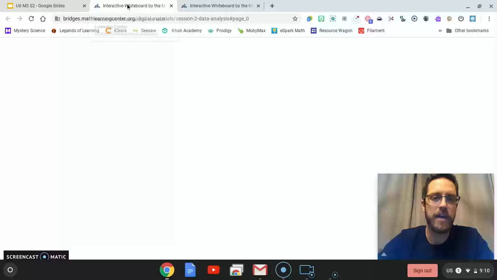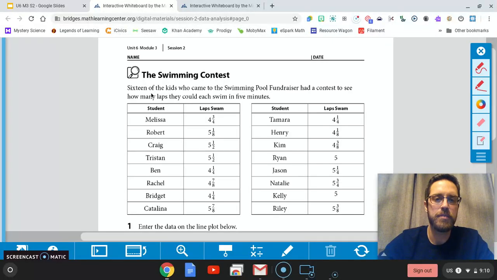Today's lesson, we are going to focus on data analysis. And the learning target or main idea for the lesson is that you understand how to use a line plot to calculate the range, median, and mode. So let's get into looking at our first problem.